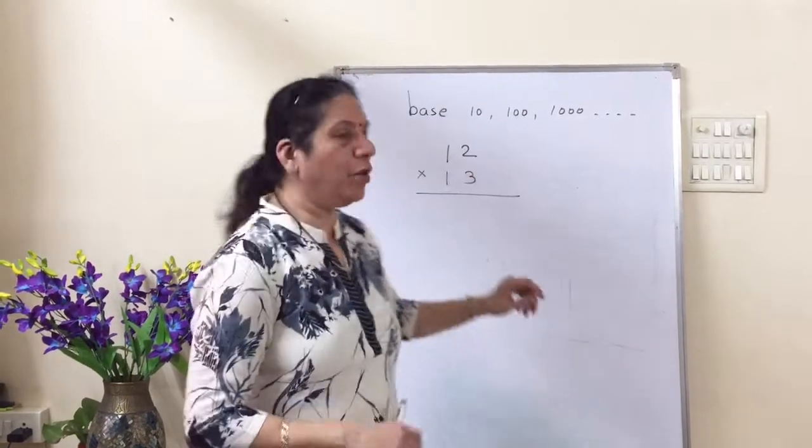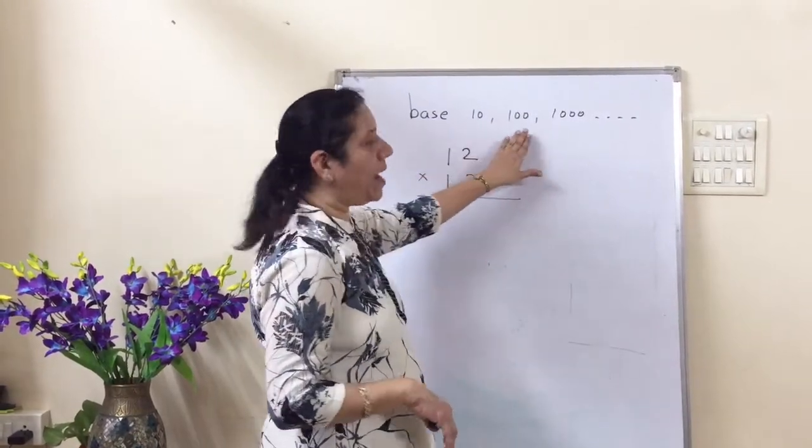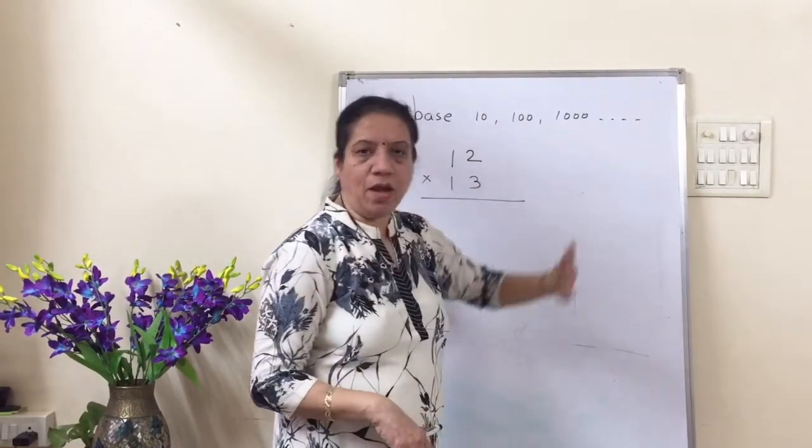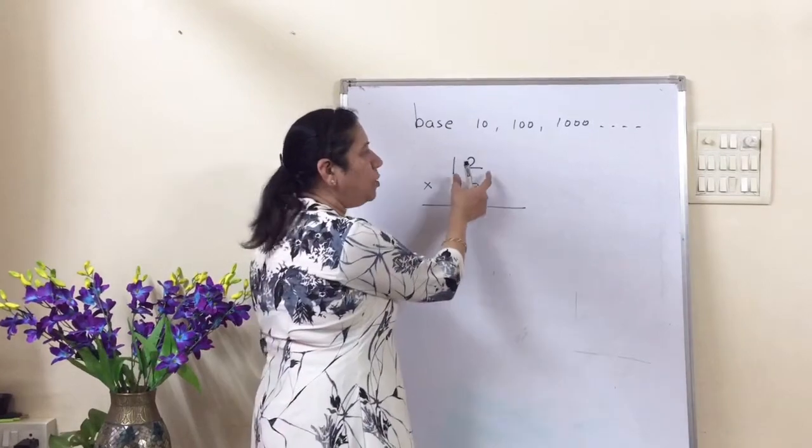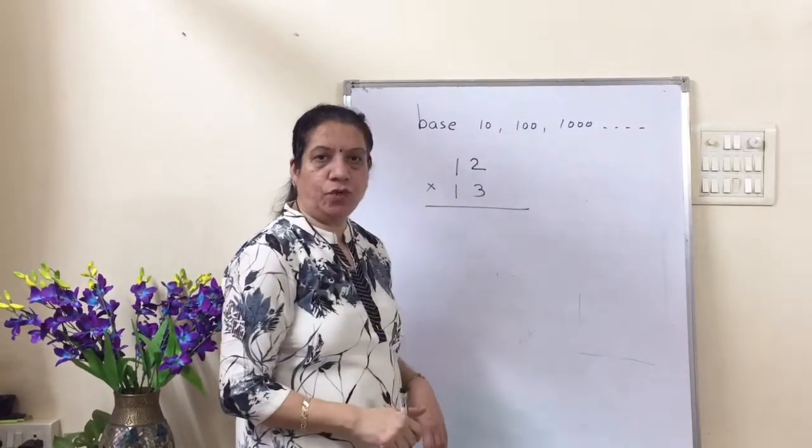What are the bases we are going to take? Those bases are 10, 100, 1000 and so on. So let us start with a first very simple example. Suppose we want to find out 12 into 13.